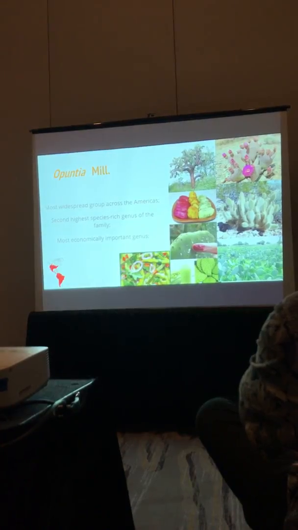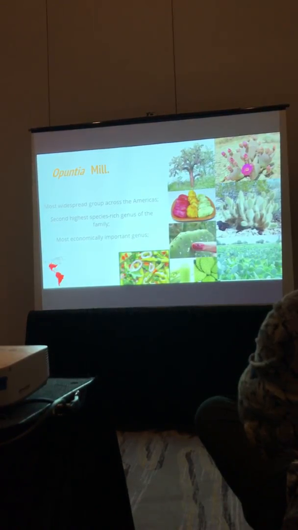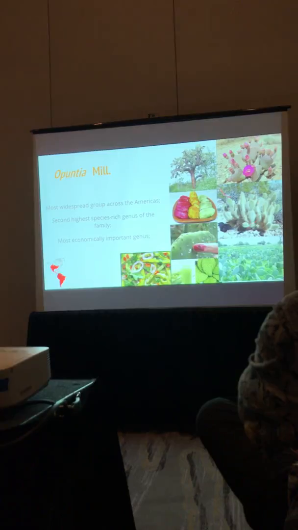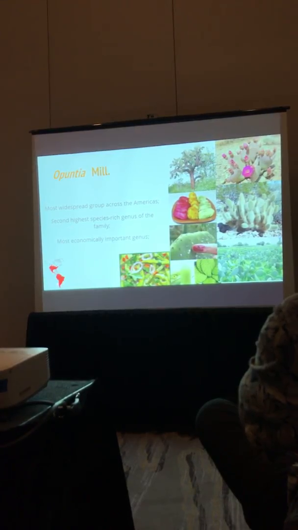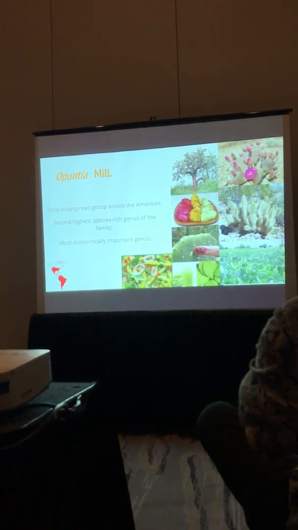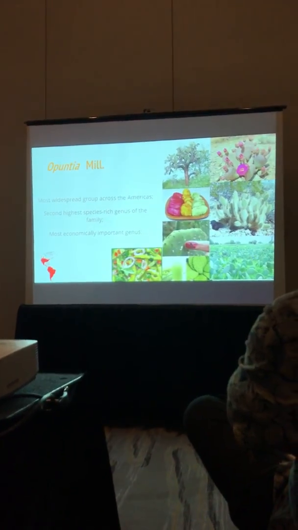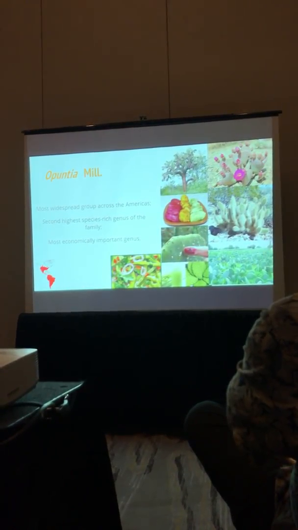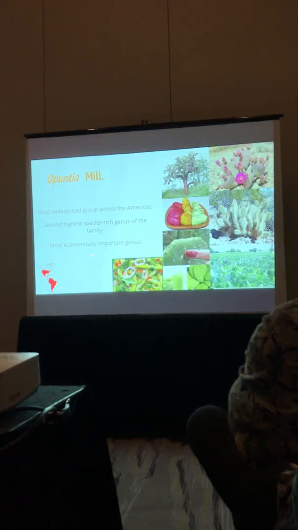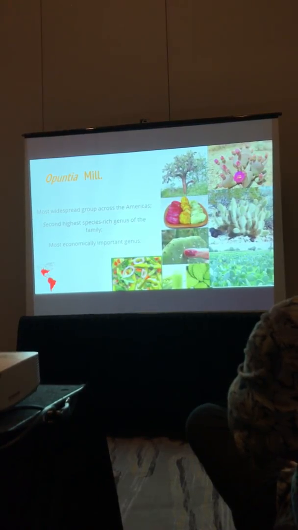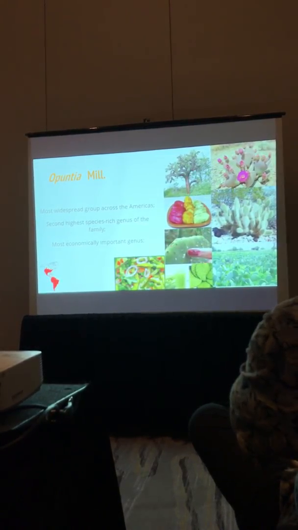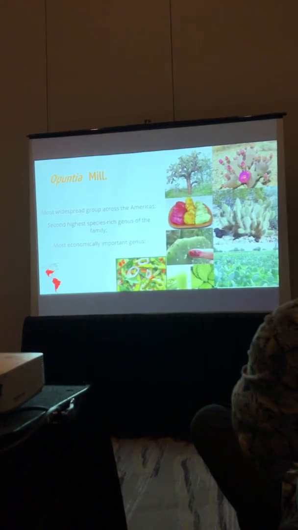Opuntia is the main genus of the Opuntioideae subfamily. It's the most widespread group across all the Americas, with members from southern Argentina to southern Canada. It's the second most species-rich genus of the family after Mammillaria, with around 200 species. It's widely grown for fruit production from the prickly pears, and also for the nopales, the stems that are used for cooking, and to grow the scale insect that produces the carmine cochineal pigment.